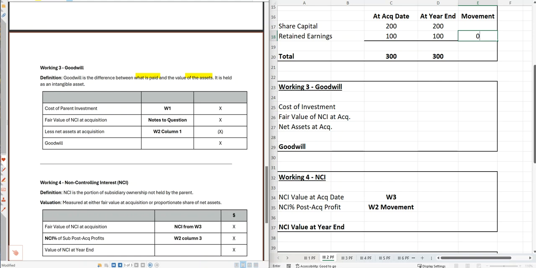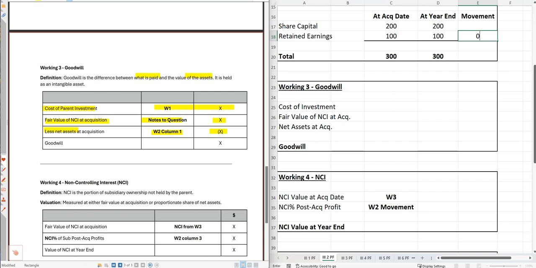So where do we get it? Well, it's pretty easy because we already noted the cost of the parent's investment in working one. The fair value of the NCI will generally be given to us in the question, so we can just check it and fill it in. Those two together is the value of the business. 80% for the parent, 20% for the NCI, less what the business assets are worth. And we got that from working 2, column 1, net assets at acquisition. Subtract that out and we get our goodwill.